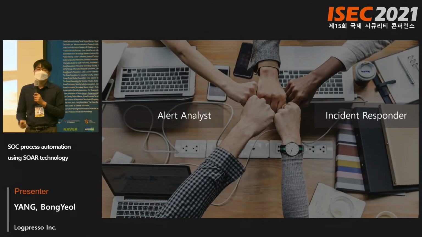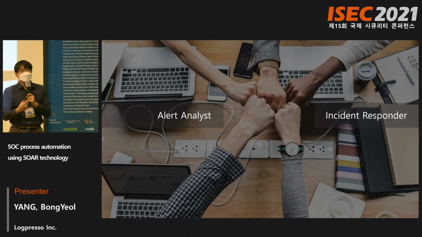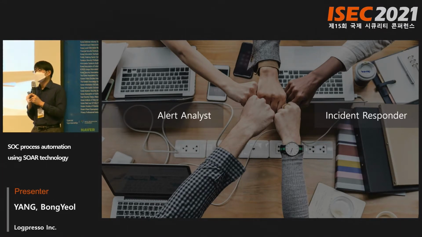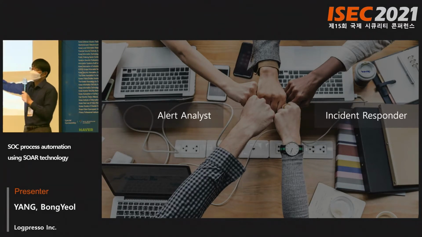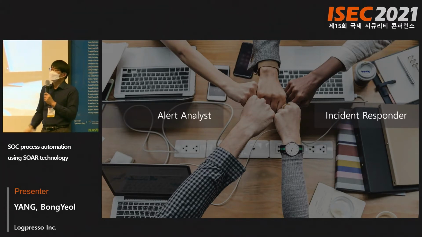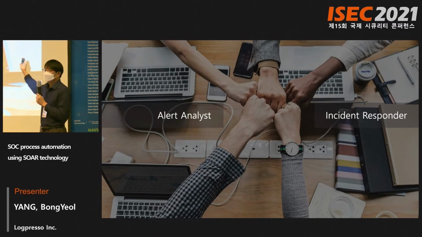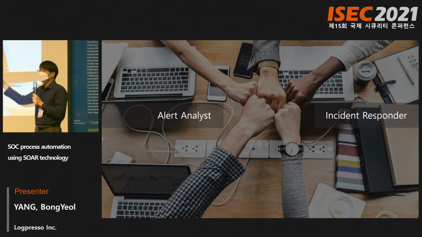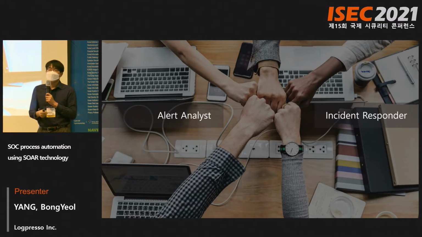In order to do that, let me tell you about the current status of security organizations. As you see on the screen, they can be grouped into two types. The first one is the alert analyst, and the right side is incident responders. Alert analysts are in charge of initial response 24/7, seven days a week. They monitor any alerts that pop up to see whether they should be immediately blocked or not, so they make decisions and take responses.